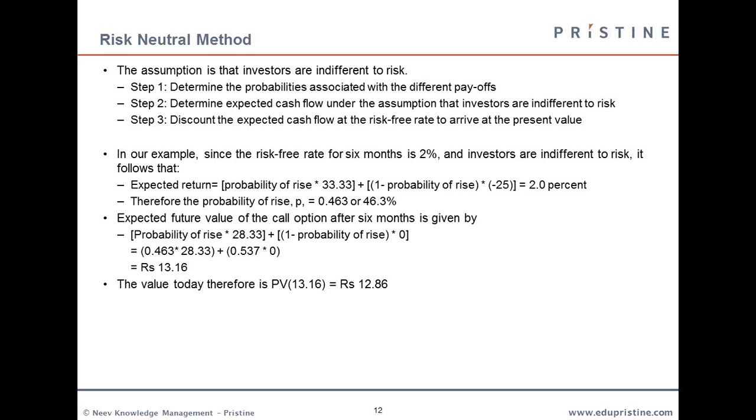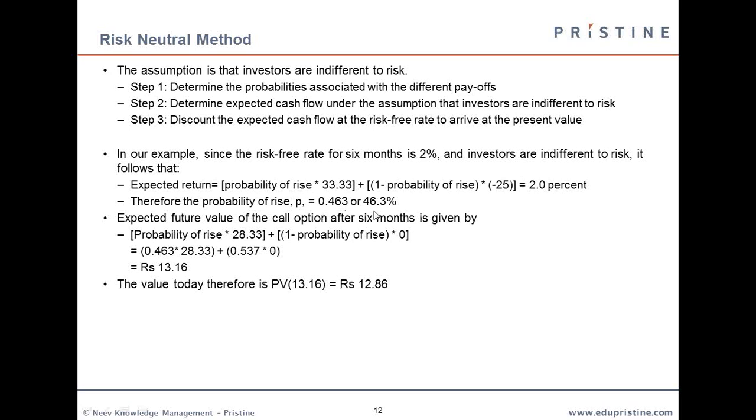So suppose we are given that we expect a 33.33% increase in the stock and 25% fall in the stock. Then we can find the probability using this equation, which is probability of rise into 33.33% plus probability of fall, which will be obtained using 1 minus probability of rise, and this will be 2%.